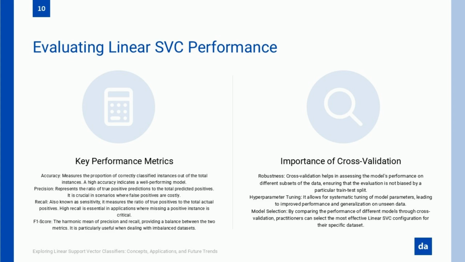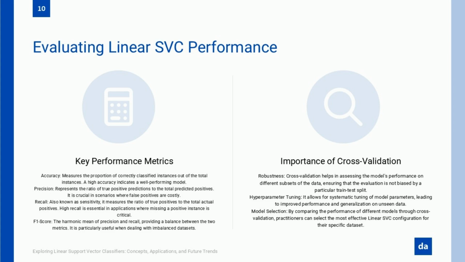You can't just train a model and assume it works. You need to measure its performance using well-defined metrics to ensure it generalizes well to unseen data. One of the most fundamental ways to evaluate linear SVC is through cross-validation. Instead of training the model on one fixed dataset split, cross-validation divides the data into multiple training and testing sets, ensuring that the model is assessed on different subsets of the data. This helps prevent misleading results caused by a lucky or unlucky data split.